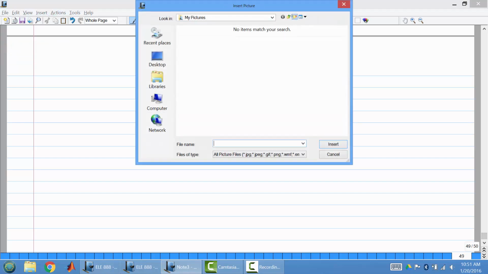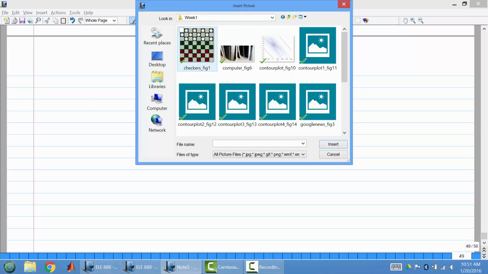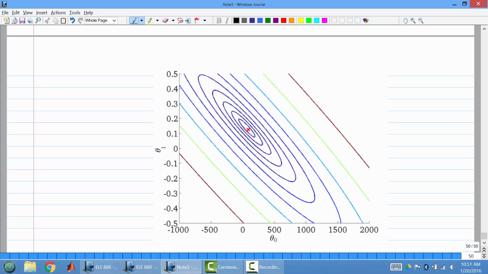So go back up. Where is it? Let me show you a contour plot. Here we go. If you remember, batch gradient descent kind of looked like this. This is our contour plot, and this is an initial point. And then batch gradient descent might look something like this. It slowly goes towards the minimum. So this is what batch gradient descent might look like.